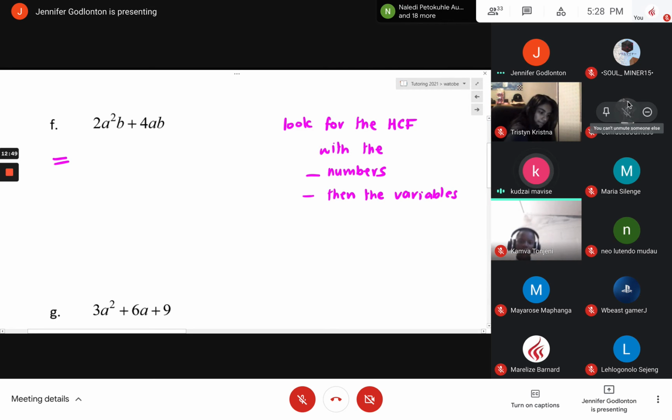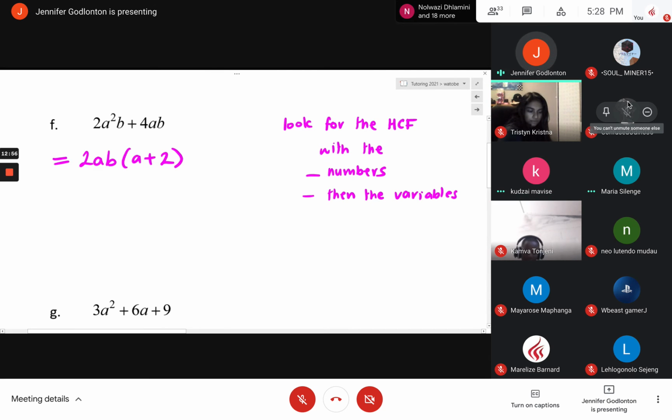Ma'am, will the answer be 2AB brackets A plus 2 close brackets? That is the most beautiful thing I've ever seen. Well done. And that was a really hard question. So 2AB times A would give me 2A squared B, and 2AB times 2 would give me 4AB. Beautiful. So when we're in these types of questions, we want to look at the highest common factor with the numbers, and then we want to look at the highest common factor with the variables.